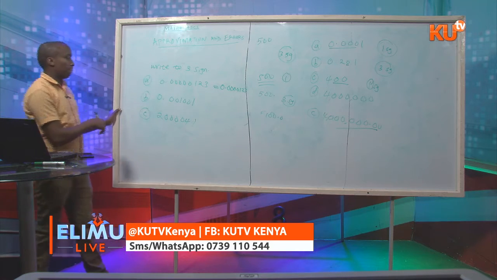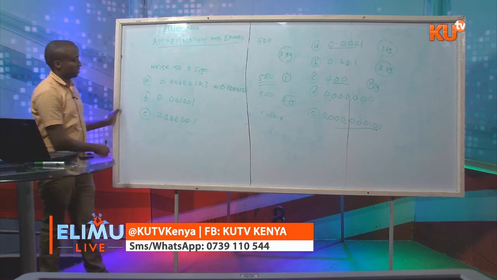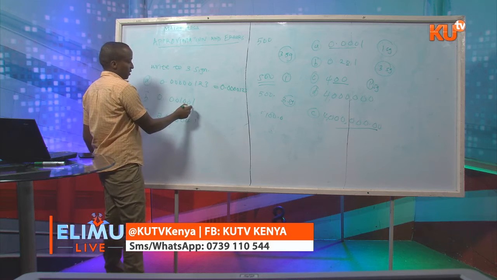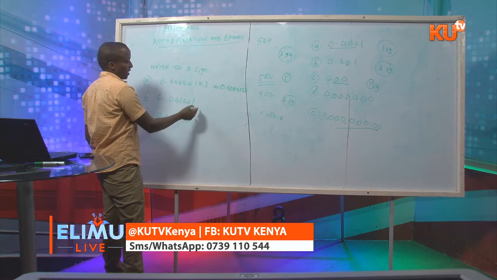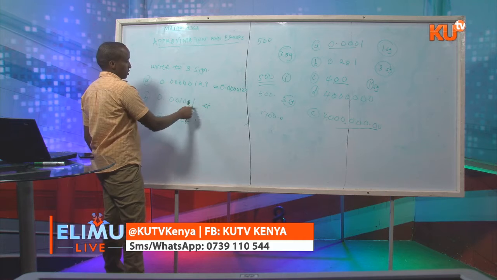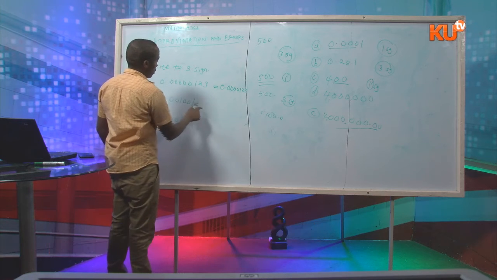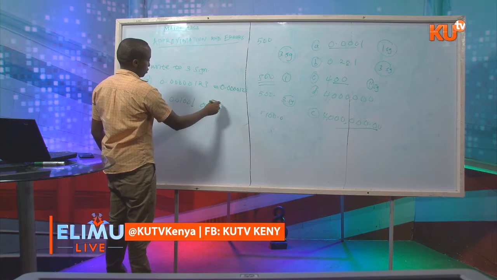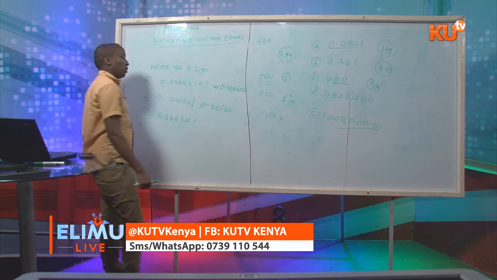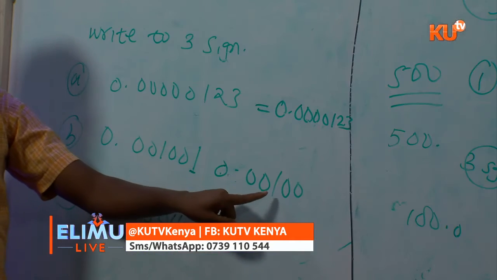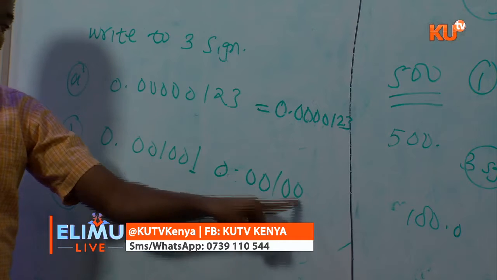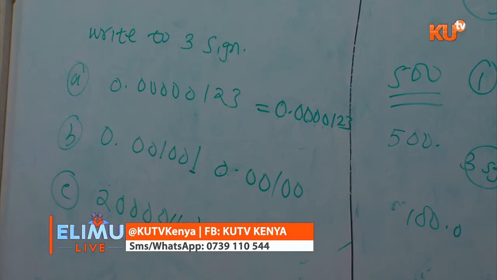For the second one, to write in three significant figures, just check the fourth one, it is less than 5. So just round off, so it will be 0.00100. These two zeros are not significant. So the 1, 0, and the other 0, they are significant. So that's how to go about it, three significant figures.